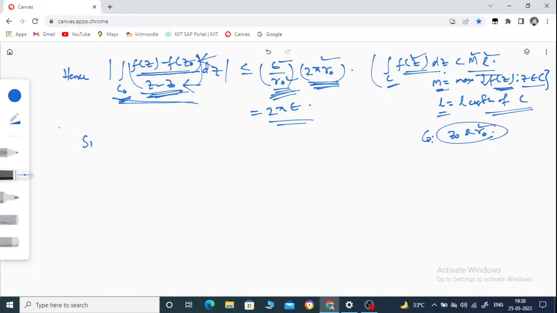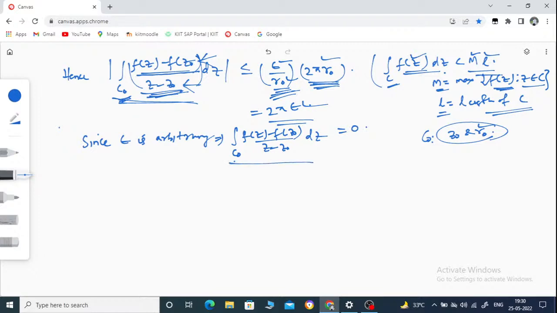But since epsilon is arbitrary, this implies the modulus of the integration over c naught of f of z minus f of z naught divided by z minus z naught dz is equal to 0. Since epsilon is very small and arbitrary, the integration over c naught of this thing is equal to 0.